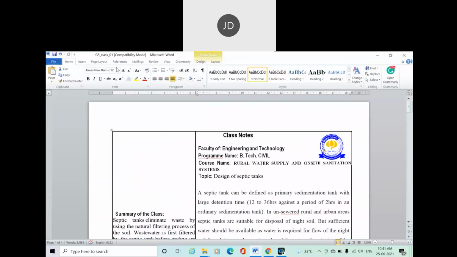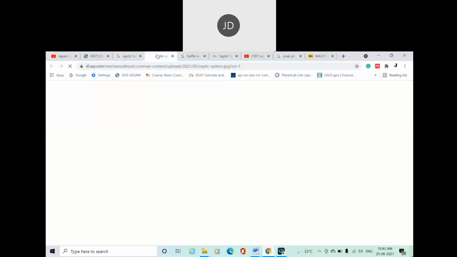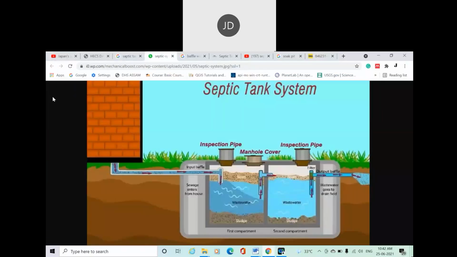So basically we're going to discuss again in detail about the different components of a septic tank and how it works. In general, we have already discussed how it works. So I'll show you one diagram of a septic tank. I think it is visible, right?